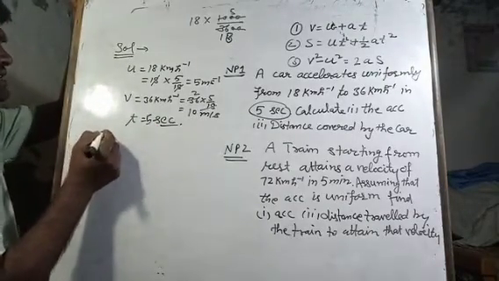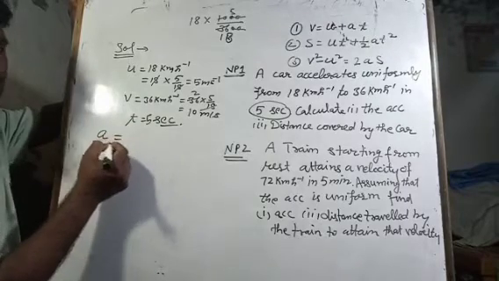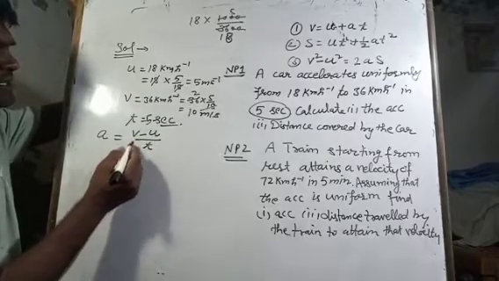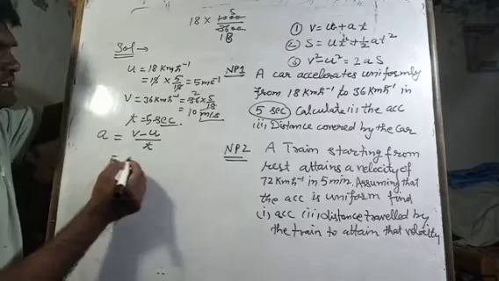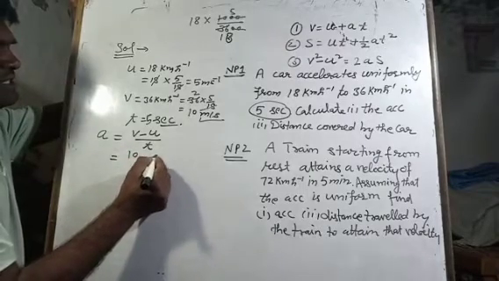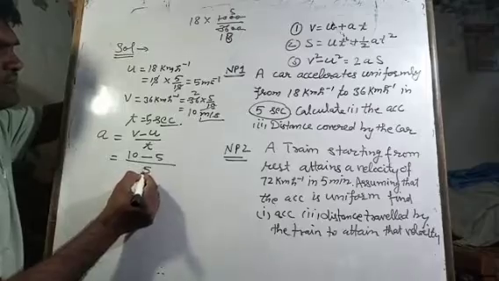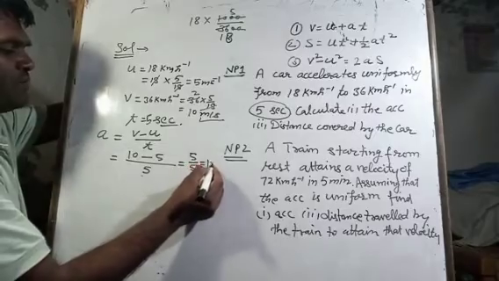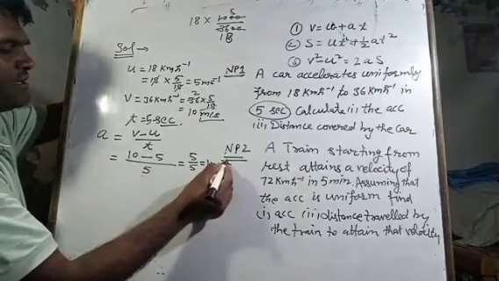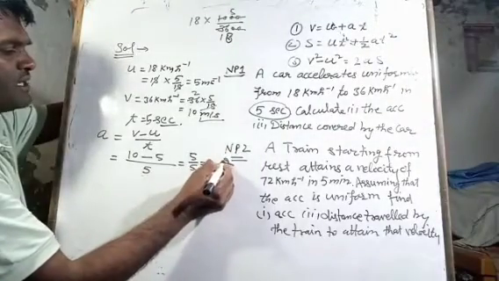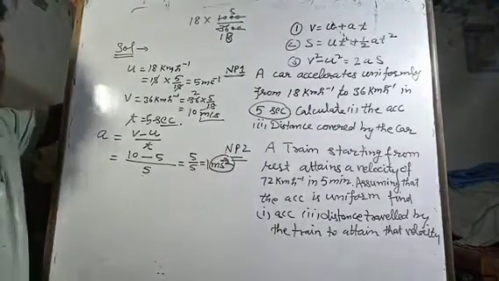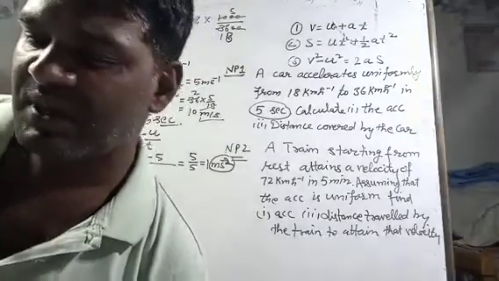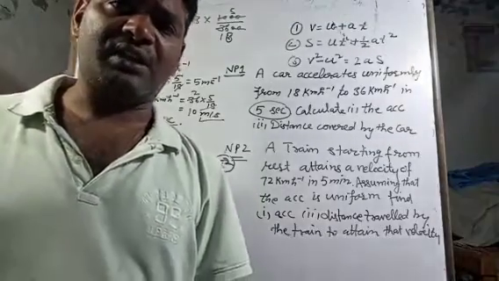So using this relation, first we need to calculate acceleration, and the formula for acceleration is v minus u divided by t. That is, v, the final velocity, is 10 meter per second, initial is 5 meter per second, and total time is 5 seconds. Hence it comes to be 5 upon 5, that is 1 meter per second square. This is the unit of acceleration, meter per second square. Hence acceleration will be equal to 1 meter per second square.